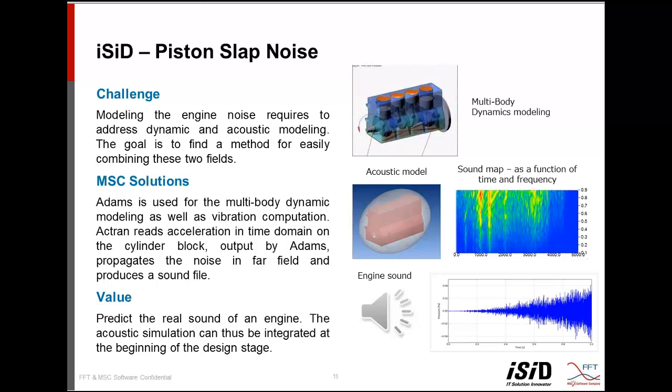So this is the noise computed by Actran for this piston slap noise. In this case, ADAMS is used for the dynamics and the finite elements modeling. Vibrations are thus computed on the cylinder block and reused by Actran for predicting the radiating noise. For computing the radiating noise, Actran just has to be added at the end of the simulation chain, reusing FEA or MBD simulations performed previously. To top it all off, it's possible to listen to the simulated noise, as you can hear it.